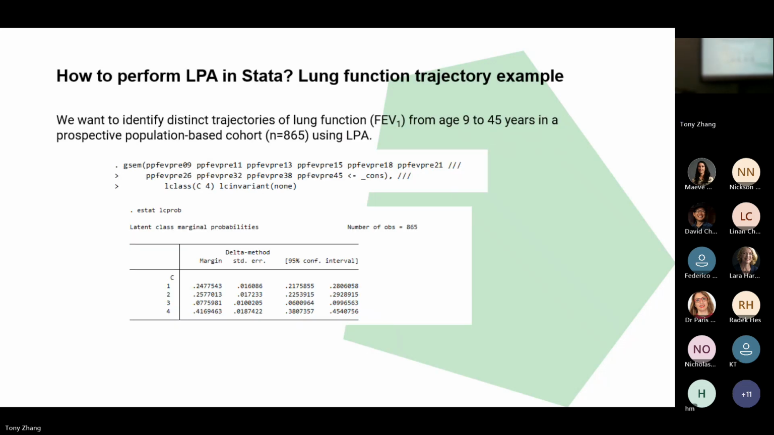And how do we fit LPA in Stata? LPA is latent profile analysis, the one used for continuous variables. So imagine, this is from my PhD, we want to identify the trajectories of lung function, right? We can use LPA. Here we are still using the gsem function, but now we have 10 continuous variables. Those are the lung function parameters from age 9 to age 45 years, and we are fitting a latent profile analysis model with 4 latent classes.